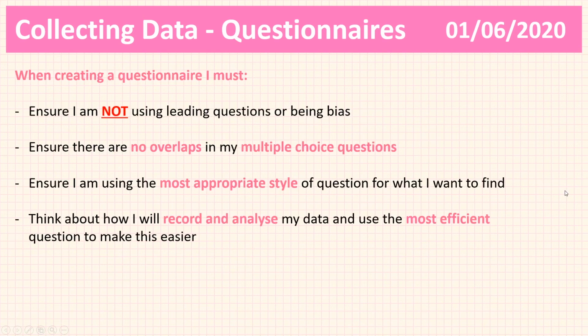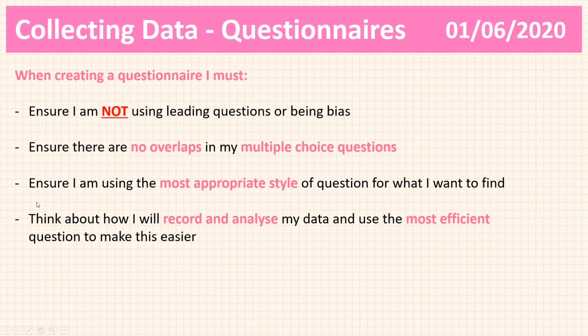Okay, so now before we finish, I want to recap what we need to know about questionnaires before you go and attempt some questions from Mr. Amerson. And that is the following things. When I'm creating a questionnaire, I need to ensure I'm not using leading questions or being biased towards anything. I need to try and be as unbiased as possible when I am creating my questions. The second thing is I need to ensure that there are no overlaps in my multiple choice questions. The participants should only be allowed to select one option in a multiple choice question, or if you want them to be able to select multiple options, that needs to be stated.